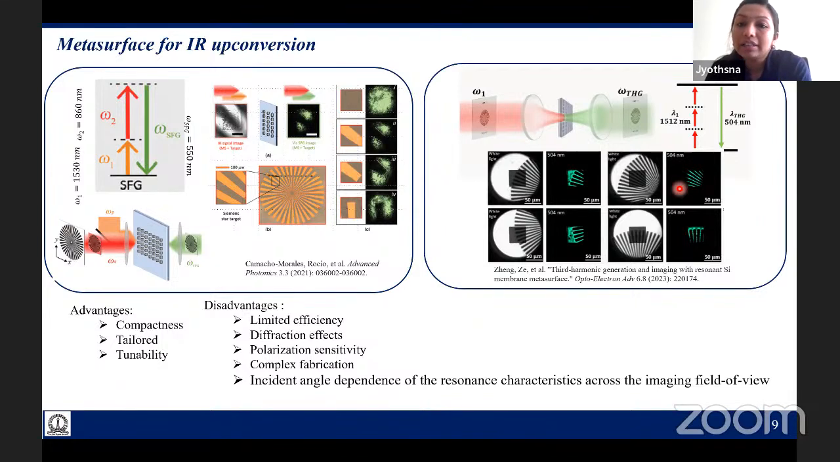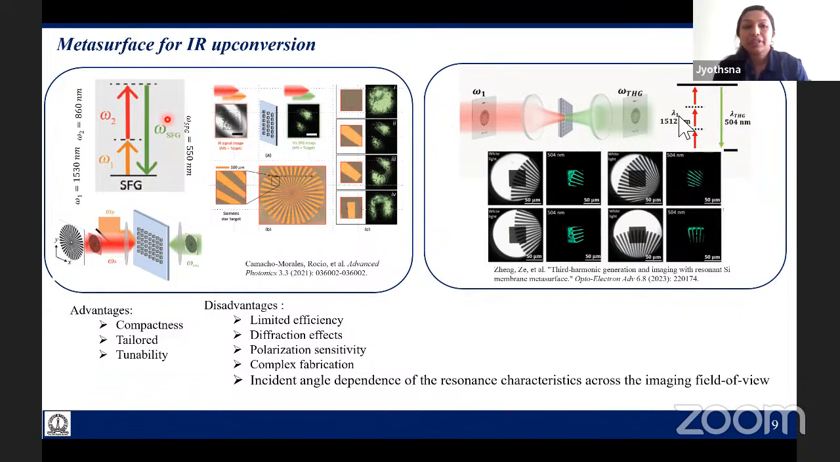And most of them depend on the incident angle of the incident beams in the overall efficiency. And a very recent paper has also used a silicon membrane metasurface with better imaging performance. They again use another nonlinear process called third harmonic generation, wherein they use 3 photons of 1512 nanometer to get an upconverted photon at 504. So these are some of the recent works on metasurface for IR upconversion.